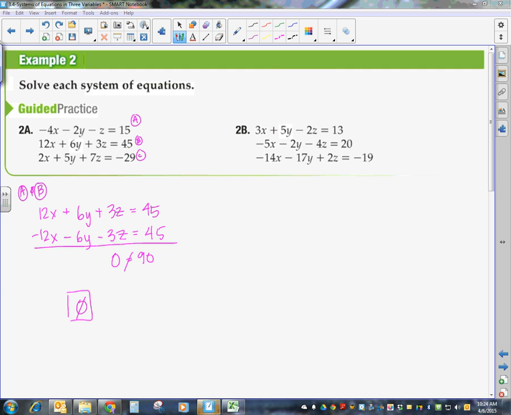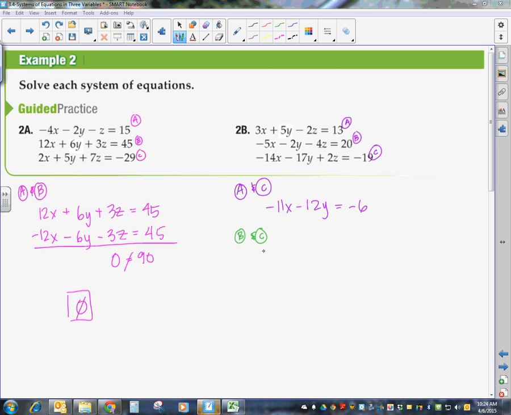All right, so let's look at 2b, another situation that might come up. Again, A, B, and C. I'm looking at my x's and my y's. My z's look like the easiest to make fall out. So first I'm going to combine A and C because that looks pretty straightforward. 3 minus 14 is negative 11x. 5 minus 17 is negative 12y. My z's fall out, and 13 minus 19 is negative 6. Now I like the ones that have opposite signs, so I'm going to choose B and C.